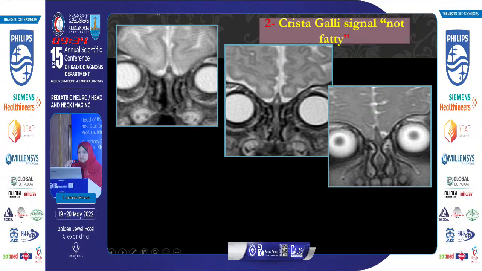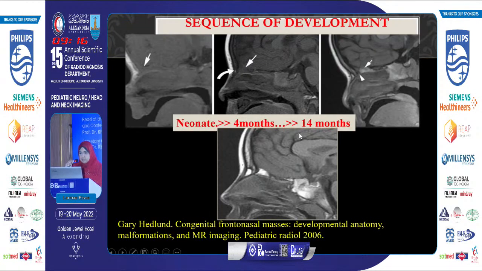The second variant is crista galli. The signal is not fatty. Actually, these are T2 images showing hyperintense signal because it is made of cartilage, and cartilage may contain hyalinized areas. So this appearance of signal shouldn't be mistaken for any pathology. This is the normal development of crista galli in the pediatric age.